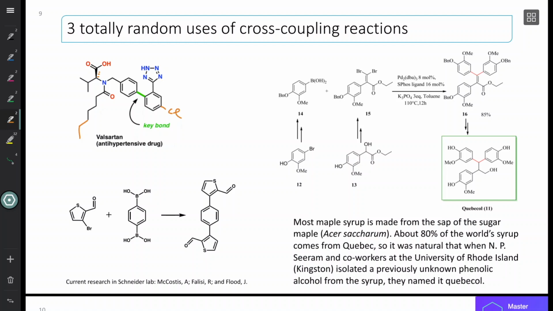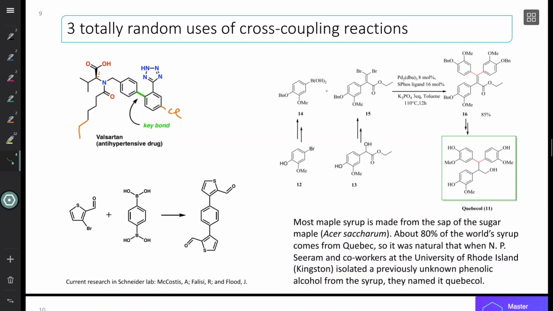So it's used widely in drug synthesis. I had to show you this example. This is Quebecol, and I went to grad school in Quebec. It's a great place, highly recommend to visit once we're allowed to travel again. But basically the researchers who made this, it's a derivative of the sugar in the maple sap. And so when they synthesized it, they called it Quebecol, even though I guess they're from Rhode Island.